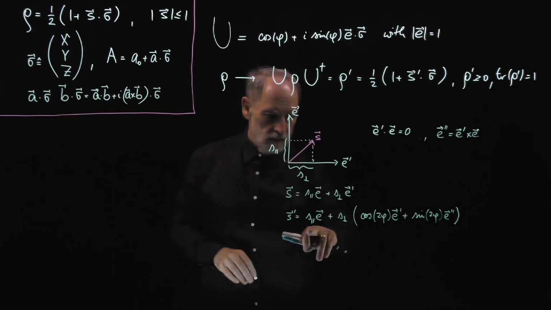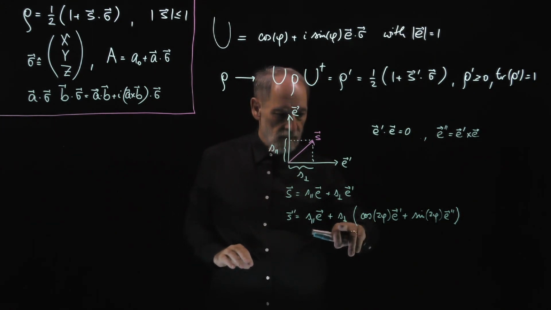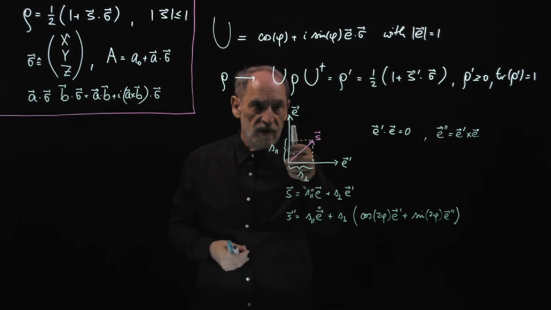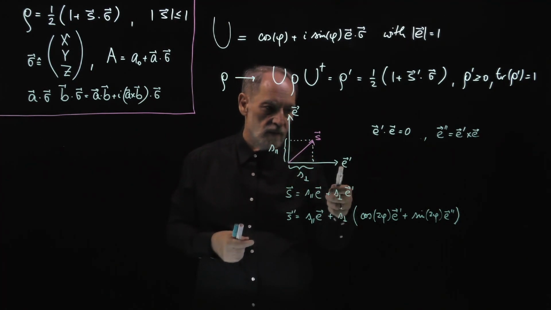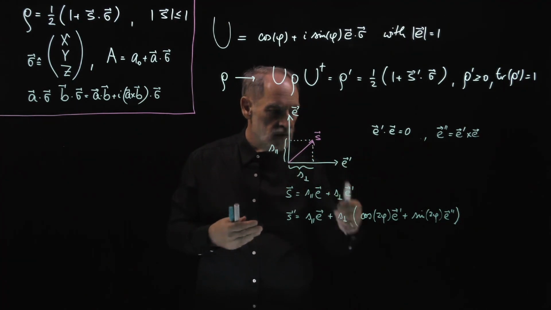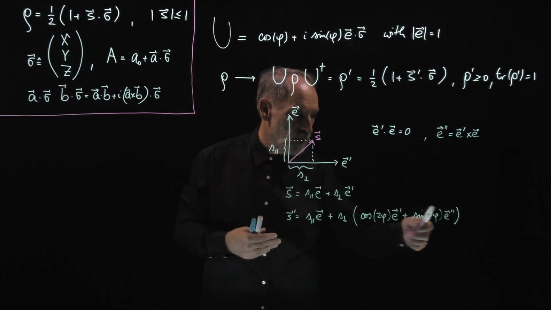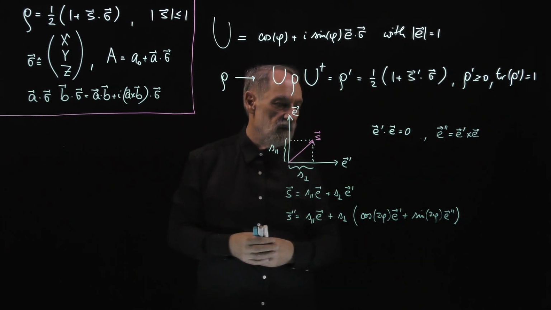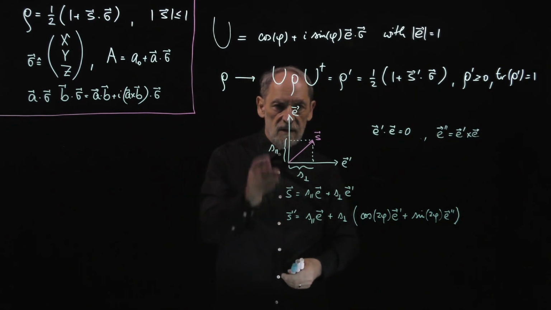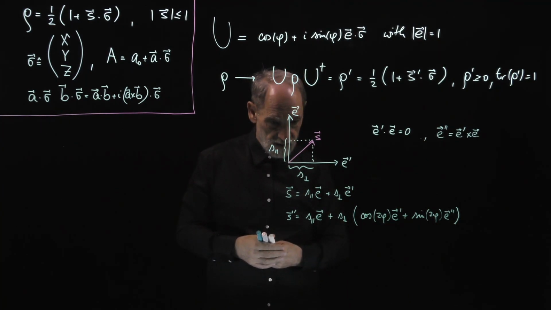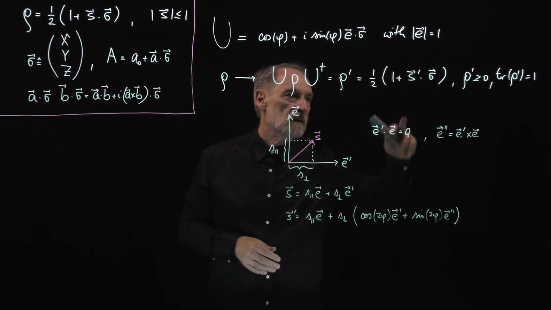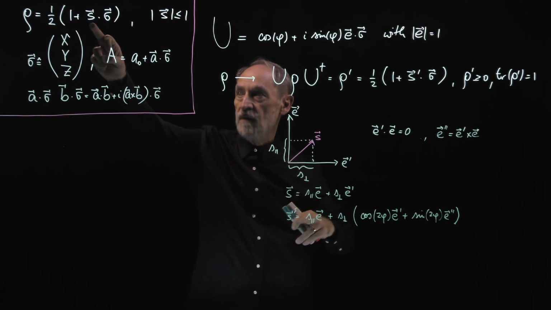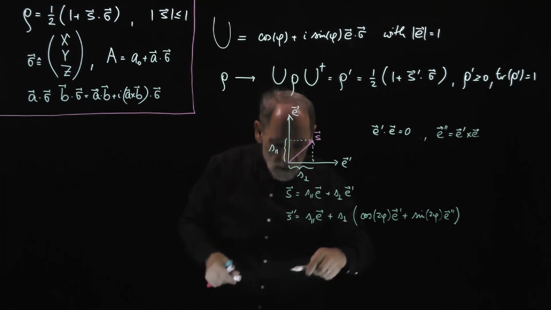So the parallel component is unaffected. The perpendicular component gets rotated around the E direction, where the E prime direction is converted into a linear combination of E prime and E double prime. But of course it stays in the plane that is perpendicular to the E direction. So since this is a rotation around the E vector, as I just said, the length of the Bloch vector should not be affected. So the Bloch vector S prime should have the same length as the Bloch vector S. So let's just take note of that.